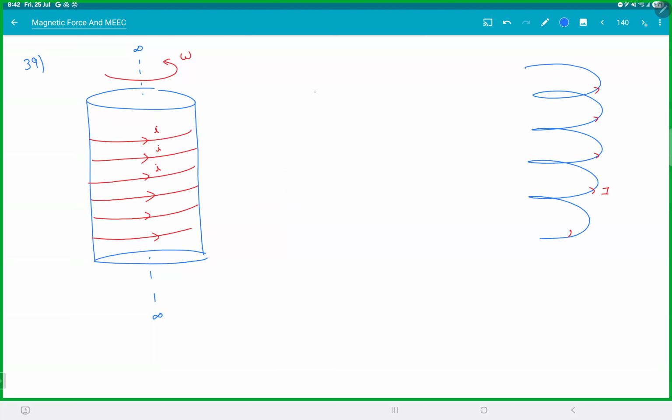So the field due to a solenoid is mu naught small n I. This can be written as mu naught capital N I by L. N is the total number of turns, and N into I will be the total current. That means I can write this as mu naught I total by length L.